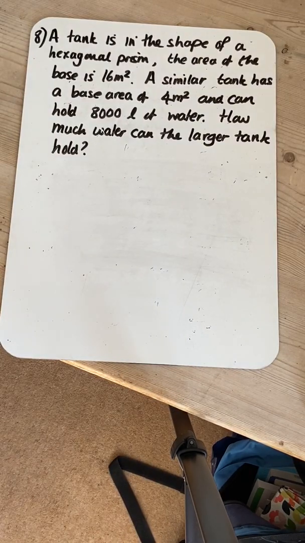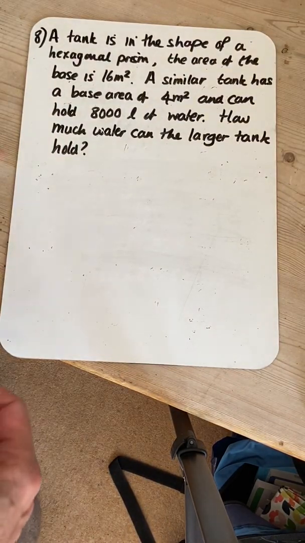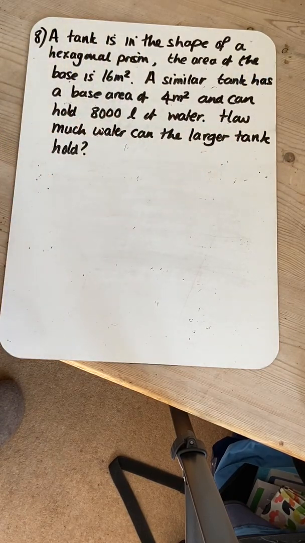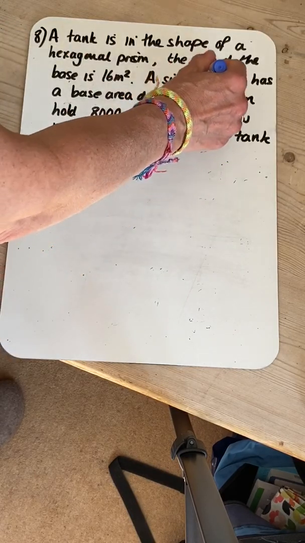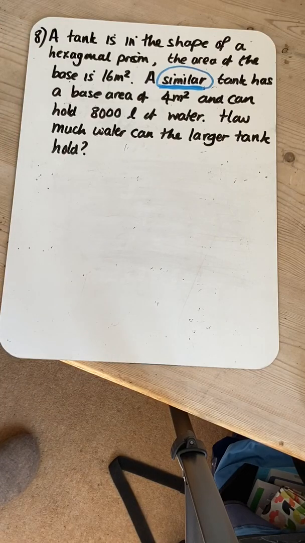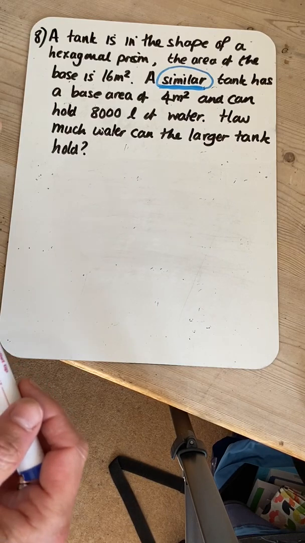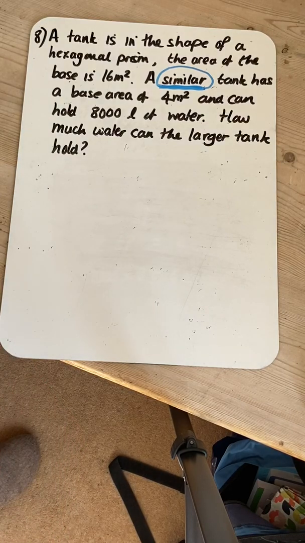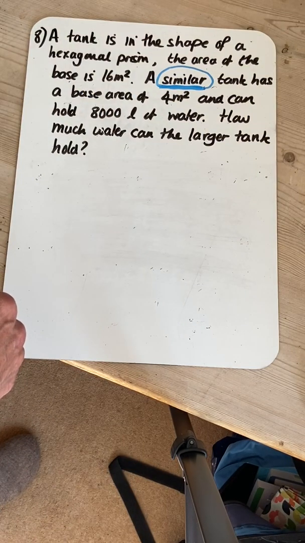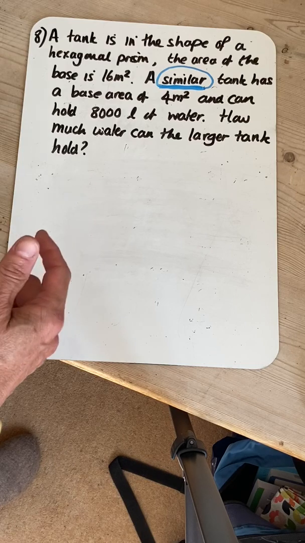So this was the first one, so I've just written it out. A tank is in the shape of a hexagonal prism. The area of the base is 16 meters squared. A similar tank, and I think that's the thing that you really need to watch out for on these questions. They don't just mean similar in the sense that it's part of the English language to use the word similar. They're using similar very specifically to refer to the mathematical term. So a similar tank has a base area of 4 meters squared and can hold 8,000 litres of water. How much water can the larger tank hold?